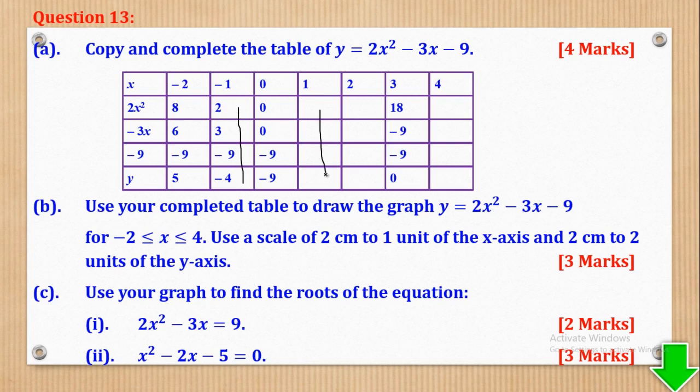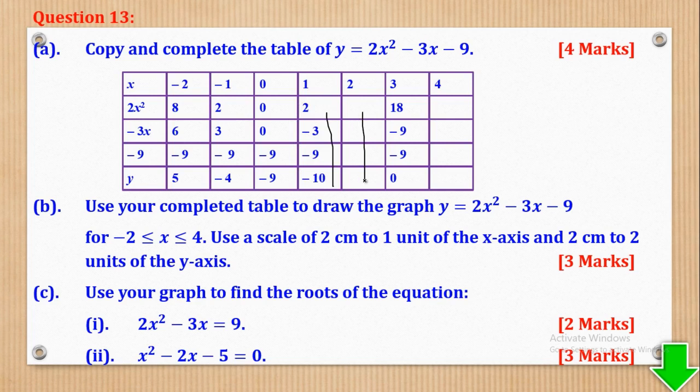Now we are going to this column of 1. So 1 squared is 1, therefore 2 times 1 will give me 2. Then negative 3 times 1 is negative 3, then it's negative 9, you write negative 9. Then you add all these 3, so 2 plus negative 3 plus negative 9 will give me negative 10. So we are done with this.